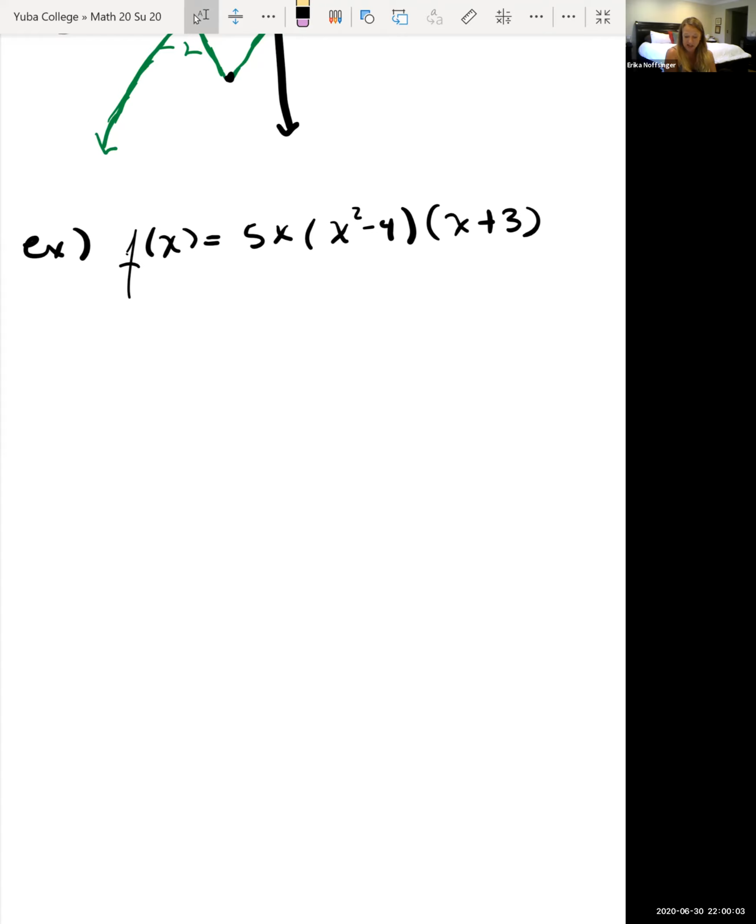Okay, so first of all, I noticed that f of x is not fully factored. We talked about how these could be factored in terms of all linear factors and or quadratic. If I look at my quadratic factor, x squared minus 4, I notice that that can be factored further. It's not an irreducible quadratic, so it can be reduced over the real numbers. That factors as (x minus 2)(x plus 2), the difference of squares. So f of x can be rewritten as 5x times (x minus 2)(x plus 2) times (x plus 3).